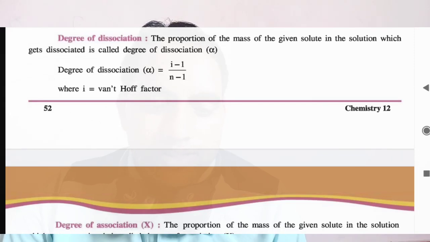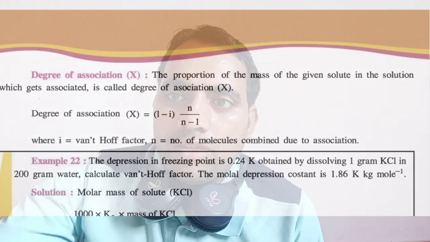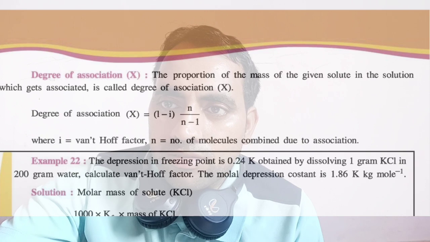Degree of dissociation. The proportion of the given solute in the solution which gets dissociated is called the degree of dissociation. It's represented by alpha. Degree of dissociation alpha equals (i minus 1) upon (n minus 1). Here i equals Van 't Hoff factor, and n equals the number of particles after the dissociation.